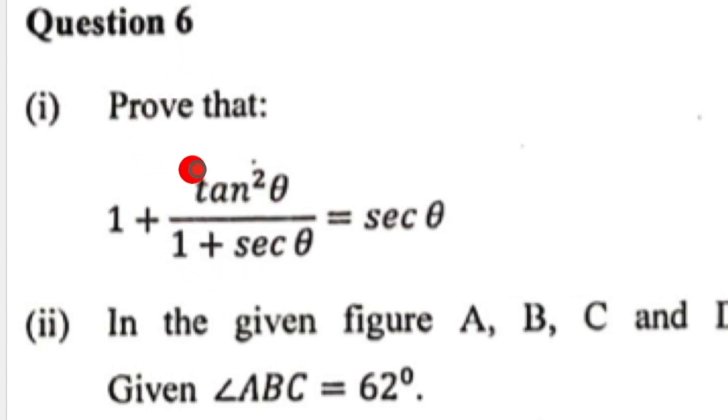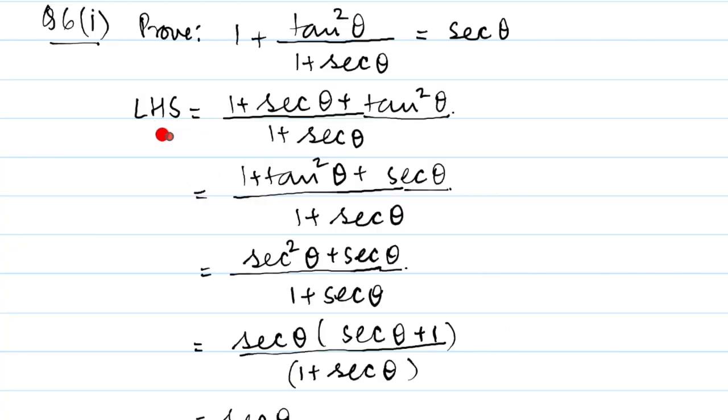First part, prove that we have this equal to sec theta. So we start with LHS. By taking the LCM, we'll have this multiplying 1. So 1 plus sec theta plus tan square theta. Okay. Now remember, here we have to go towards sec theta. So we need to try and look for a connection here, which will lead us to sec theta. 1 plus tan square is equal to sec square.